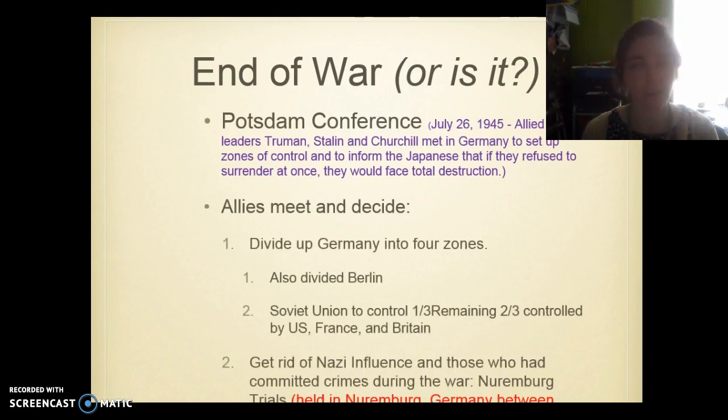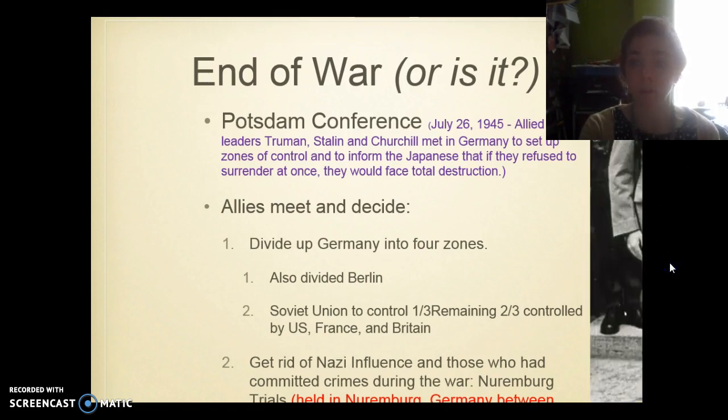Potsdam Conference, another vocab term, is where they're going to meet up at the end of the war and decide what they're going to do with Germany. So first they decide they're going to divide up Germany into 4 different zones. They're also going to divide the city of Berlin. The Soviet Union is going to control 1/3 of it, and the remaining 2/3 of Germany will be controlled by the United States, France, and Britain. They also decide that they're going to get rid of Nazi influence and try those who had committed crimes during the war. This is going to be held in Nuremberg, Germany, and they call this the Nuremberg Trials.